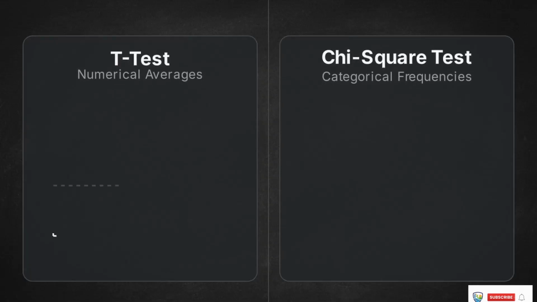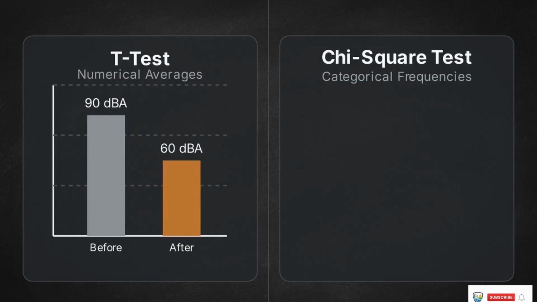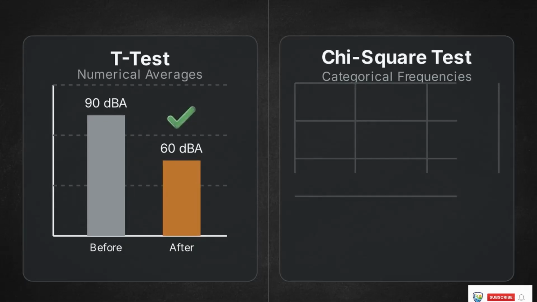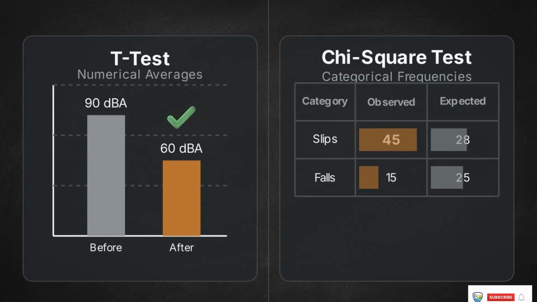A t-test compares the means between two distinct datasets, like average noise levels before and after installing sound insulation. A chi-square test evaluates categorical data, comparing observed accident types against expected industry averages.